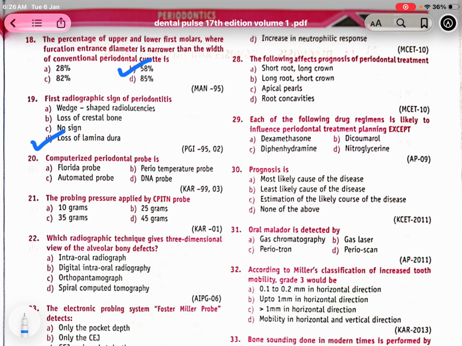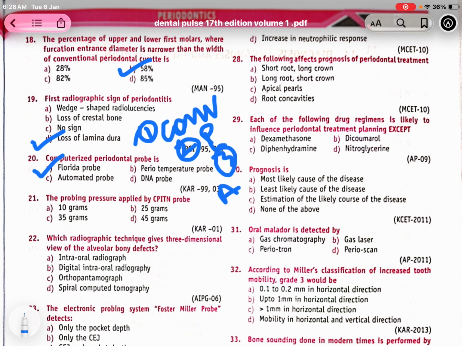Now, computerized periodontal probe is, so it's a Florida probe. Okay, there are 3 classes of probe. First, conventional, first class. Second class ये है pressure sensitized. 3 are automated. ठीक है, आप ऐसे भी रख सकते हो इसको CPA. ओके, कन्वेंशनल, प्रेशर सेंसिटिव, A फॉर ऑटोमेटेड.